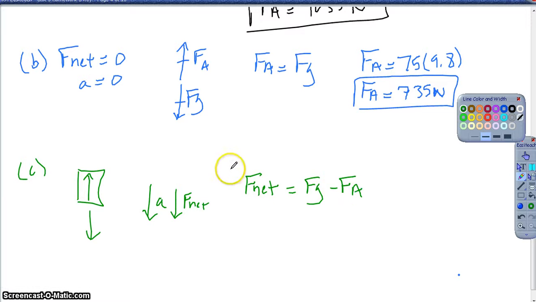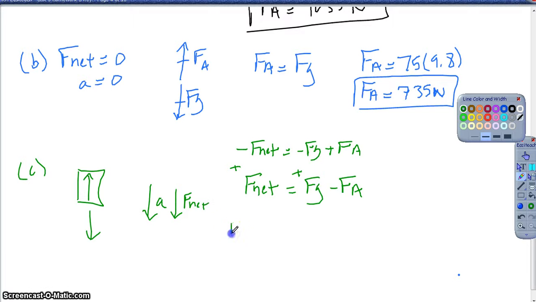So if I define my net force here as positive, then gravity is positive as well, and the apparent weight is negative. If I wanted to, I could define the net force as negative, gravity as negative, and the apparent weight as positive. It's going to end up being the exact same relationship.